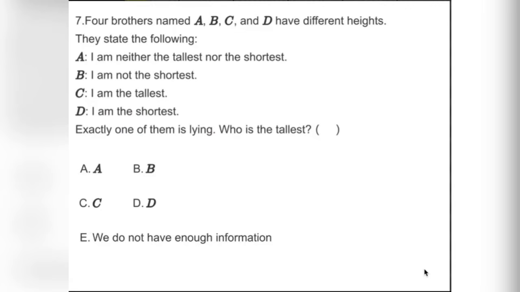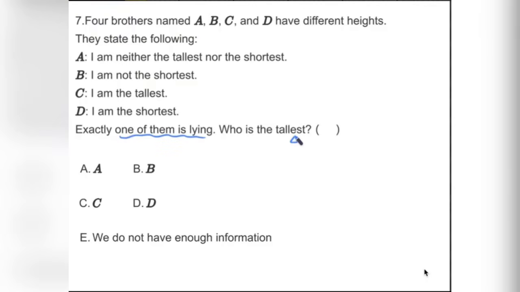Okay, and then for the next one, question 7, this is about logical reasoning. 4 brothers named A, B, C, and D have different heights. They state the following. A said, I am neither the tallest nor the shortest. B, I am not the shortest. C, I'm the tallest. D, I am the shortest. So exactly one of them is lying.